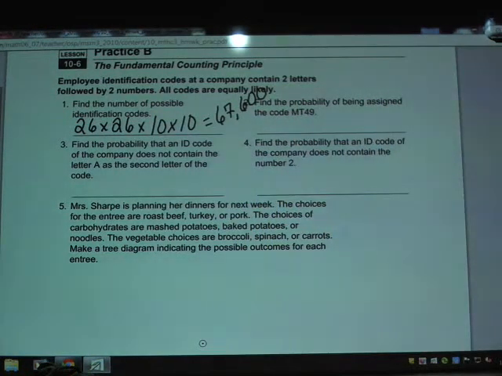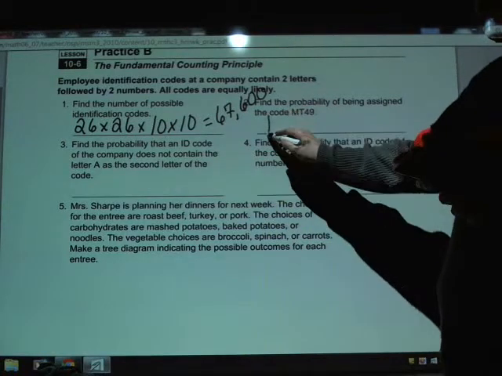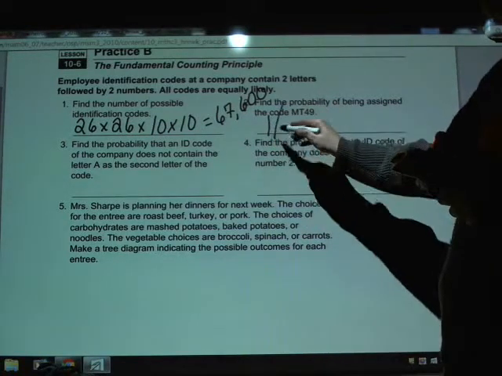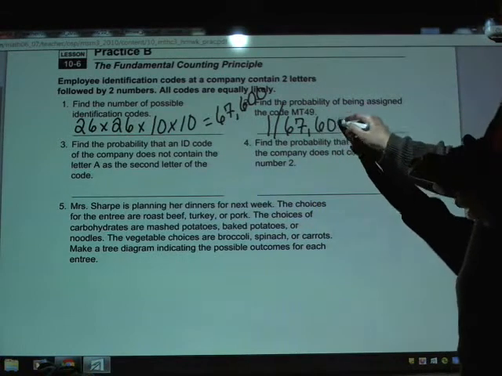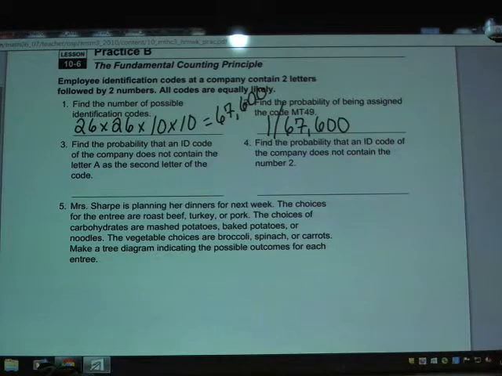And then in number 2, it's asking me to find the probability of being assigned the code MT49. Well, there's only one code that's MT49, and that's MT49. So that's one winning scenario out of, from what we learned in question 1, 67,600 possibilities. So the probability of being assigned the code MT49 is 1 over 67,600, or if you want it as a decimal, 0.000014793. Very, very small probability.